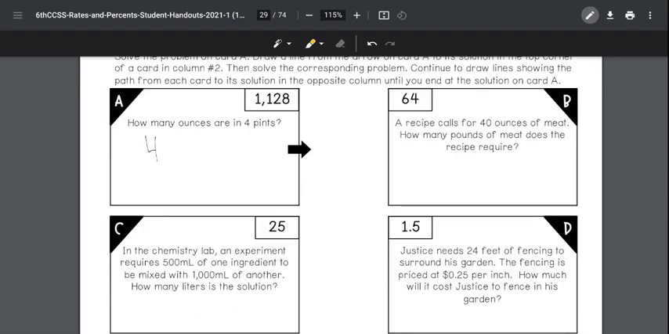If I have 4 pints, I'm looking to see how many ounces that is. My conversions reference sheet that we used in class tells us that if we have 1 pint, we have 16 ounces. So cross multiply and divide. 16 times 4 is 64. 64 divided by 1 is 64. So 4 pints, you have 64 ounces.